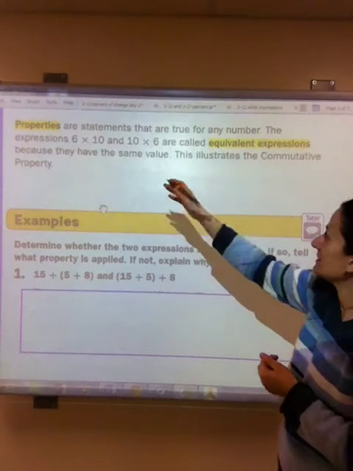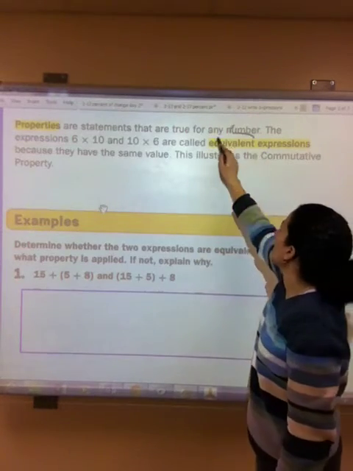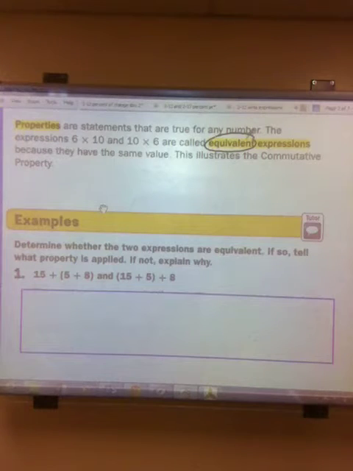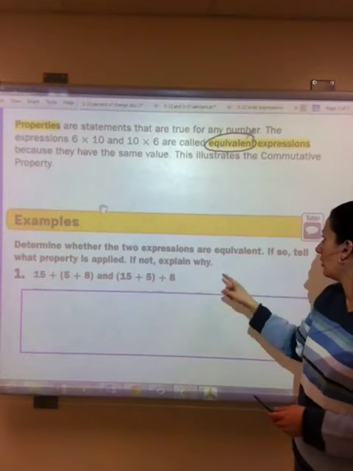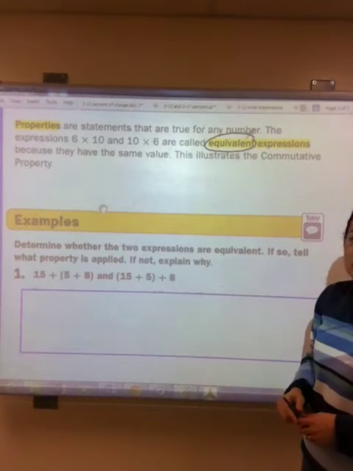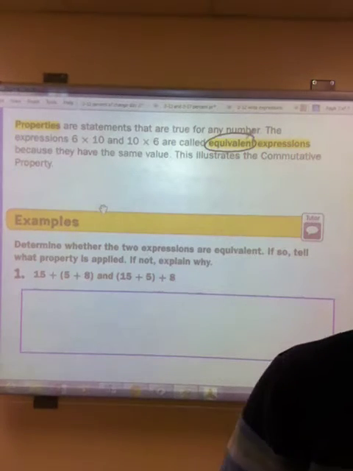The expressions 6 times 10 and 10 times 6 are called equivalent expressions. Equivalent is a fancy word for equal. It means equal. They have the same value. So here's an example of what you need to be able to do. Determine whether the two expressions here are equivalent. Are they equal? If so, tell what property is applied. If not, explain why.